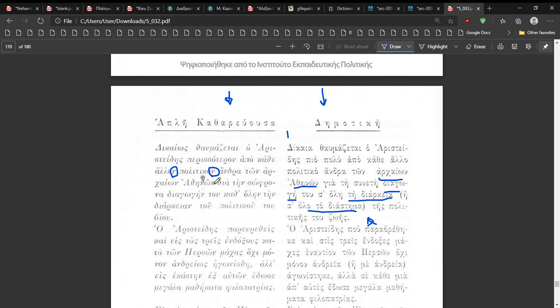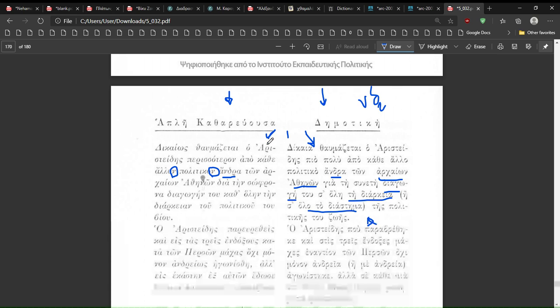Okay. Other than that, the two texts are very similar. Notice that both here and here you have the word andra spelled with N, D, and not N, T, which is how most of us would pronounce it. It would be like andra. Of course, he used the polytonic in both versions.